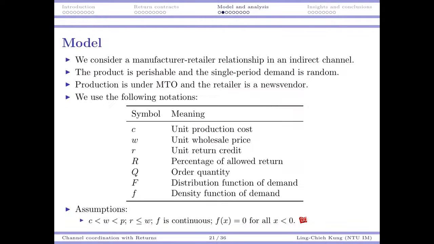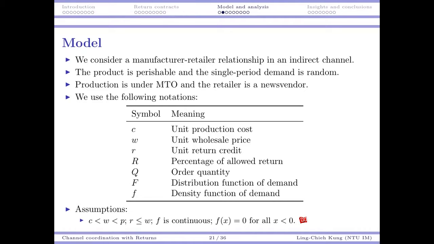Okay, let's start. So we're going to consider a manufacturer and a retailer in an indirect channel. The product is perishable and there is just a single period of demand. That demand, of course, is random. Production is make-to-order, and that basically means the manufacturer does not face demand uncertainty. The manufacturer only needs to get ordered and then make the production. However, the retailer is a newsvendor. That means the retailer must prepare the inventory before the selling season starts.